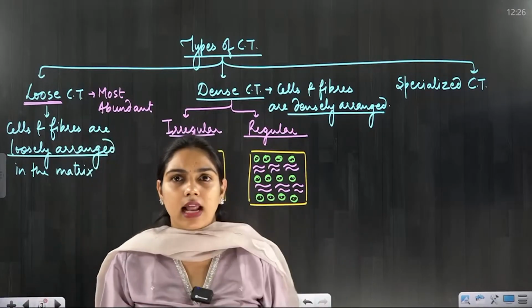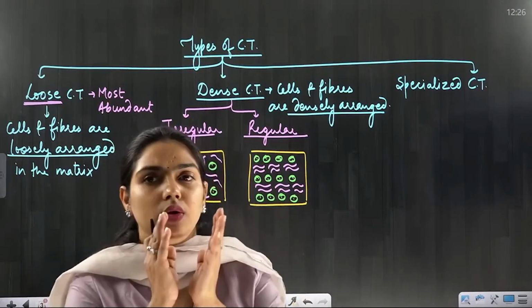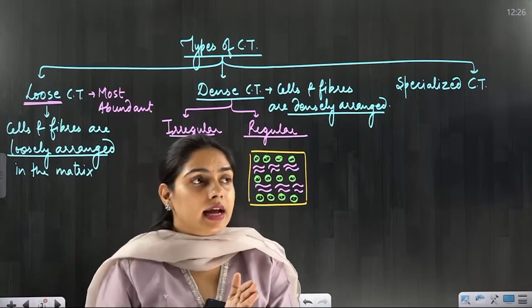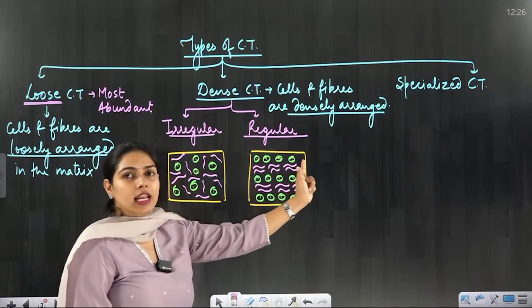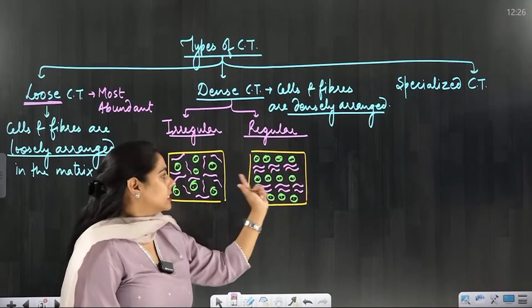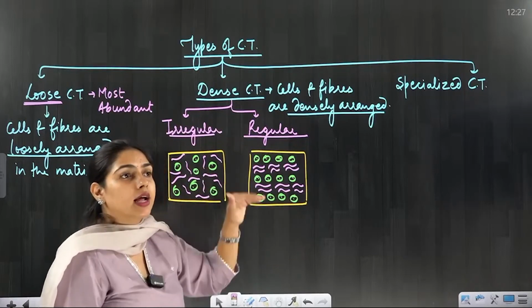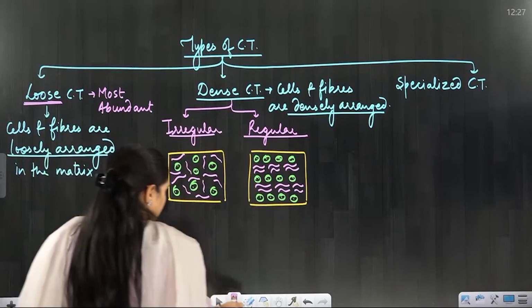Sometimes you are regular in the class. You are attending class daily. You are writing notes. You are doing everything. Regular, regularly, daily. Right? Just like that, regular arrangement is there. One row of cells, then fibers, then cells, then fibers. Like that. Regular arrangement. So these are the types of dense connective tissue.